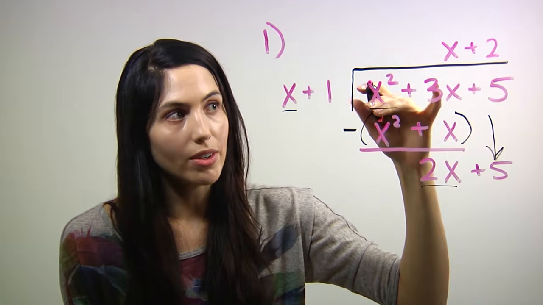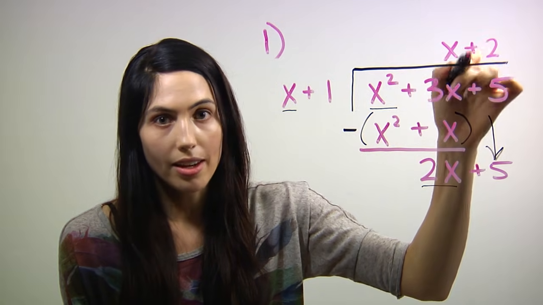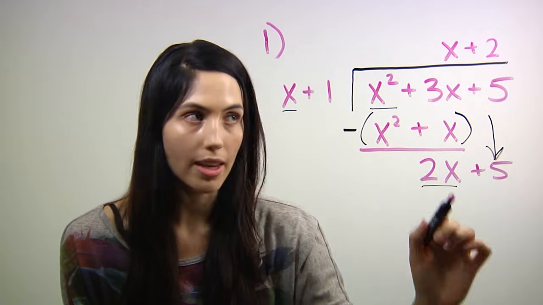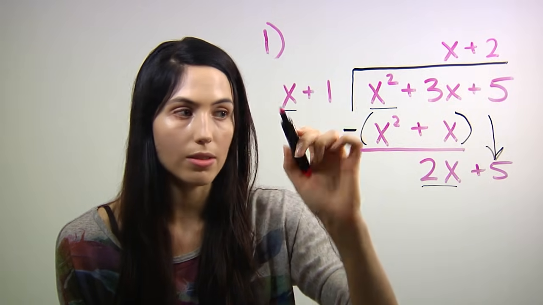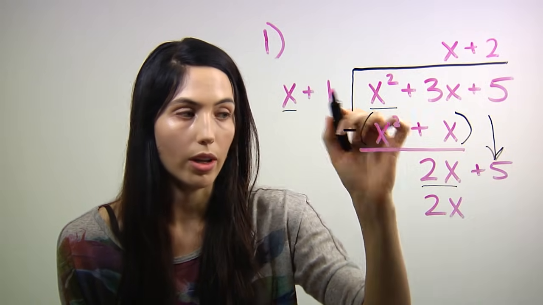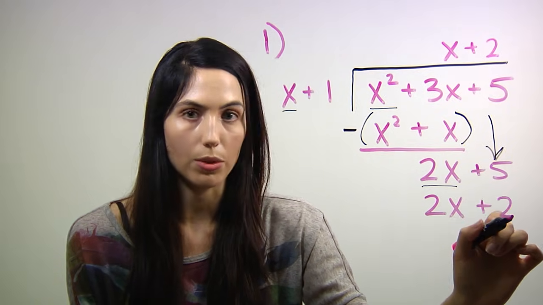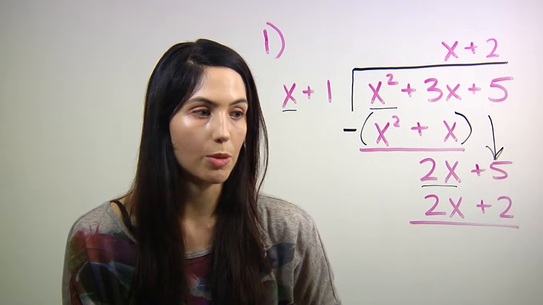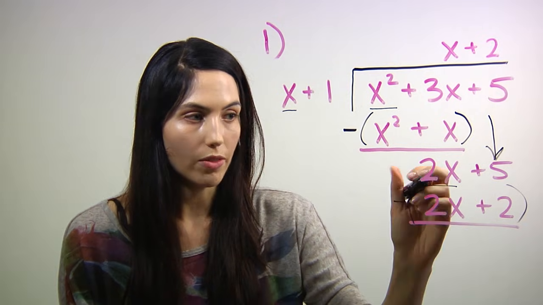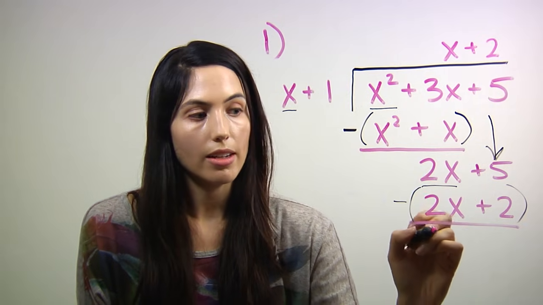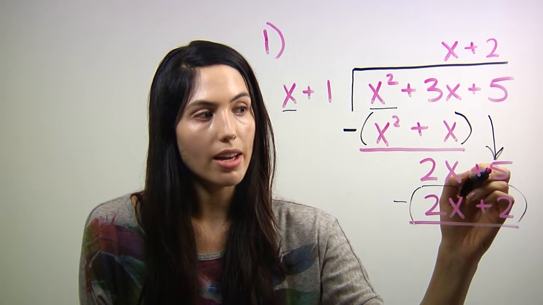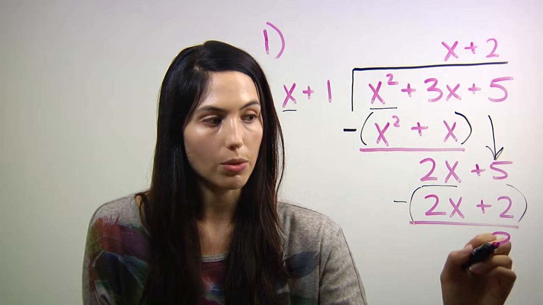Now let's repeat that first step of multiplying that term by the whole divisor and writing it below. So in this case, we have 2 times x and 2 times 1, so plus 2. And again, as before, we're going to subtract that line from the line above, and we get nothing here, 2x minus 2x. And here we have 5 minus 2, so 3.